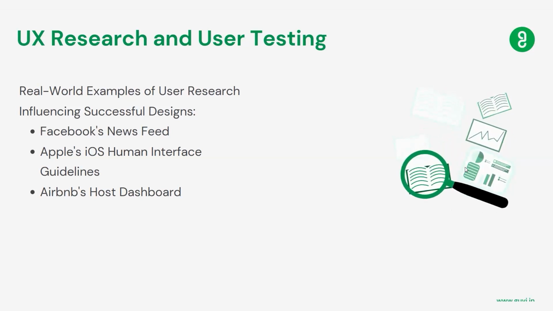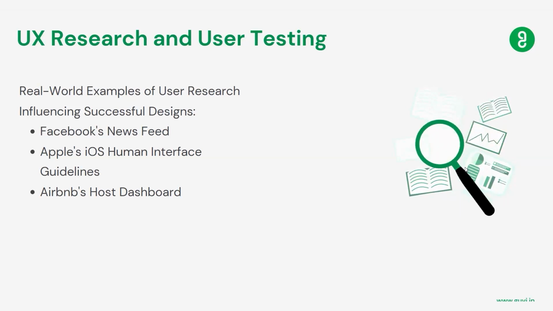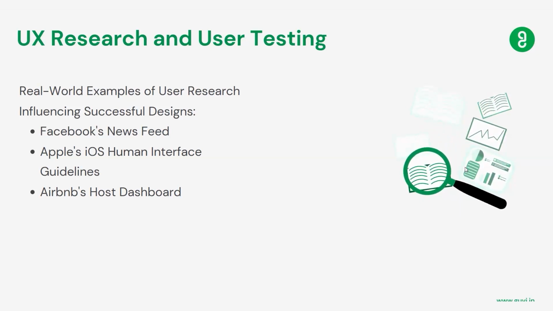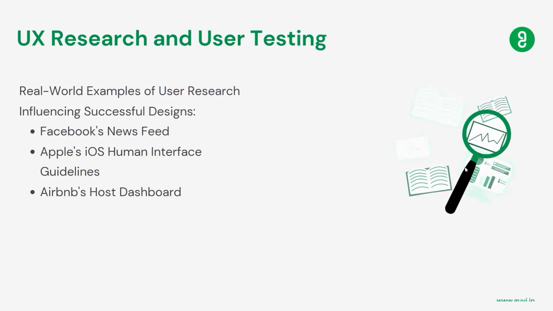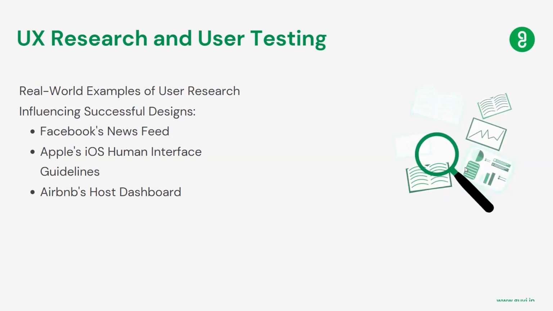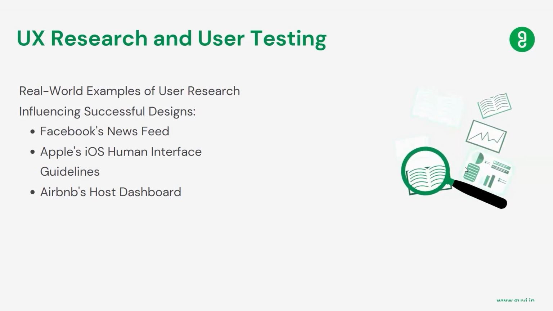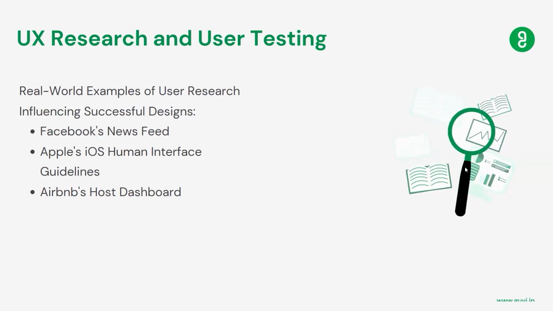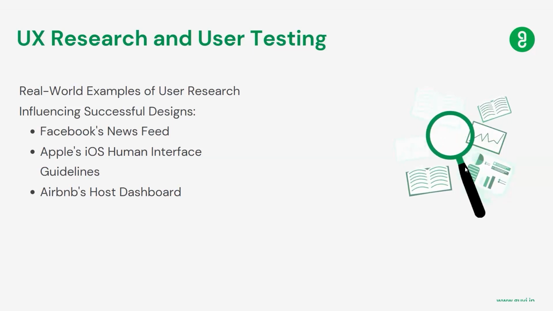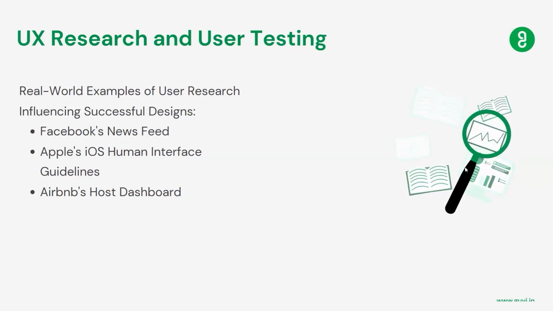The next one is Apple's iOS Human Interface Guidelines. So these guidelines are the result of extensive user research by studying how users interacted with various iOS devices and conducting UT, means usability tests. So Apple refined their interface design, ensuring a consistent and intuitive experience across their product ecosystem.